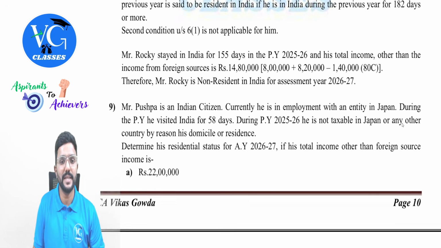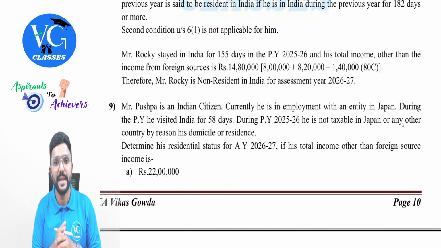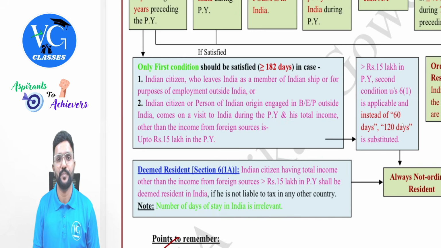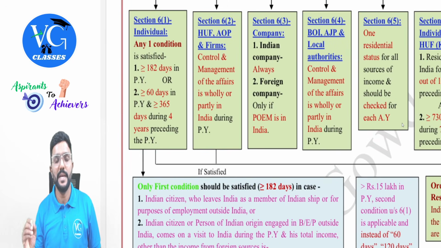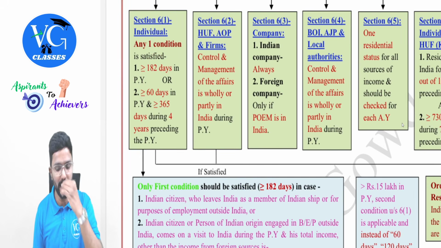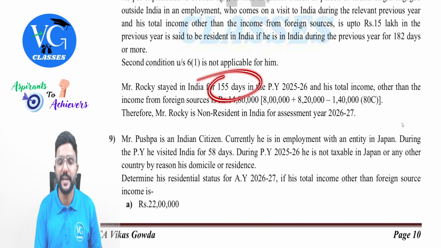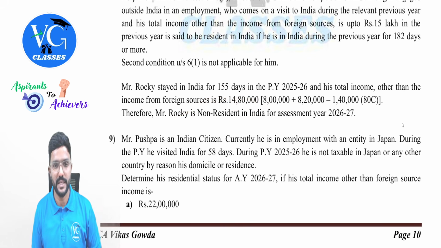So the total income other than the income from foreign source would become 14 lakh 80,000. In that case, you will fall under this provision. In that case, the second condition is not at all applicable. He has to be in India for 182 days or more during the previous year in order to be resident in India. But he came to India during the previous year for how many days? Only 155 days. So he didn't satisfy the first condition, whereas the second condition is not applicable for him. So he will be a non-resident, guys.